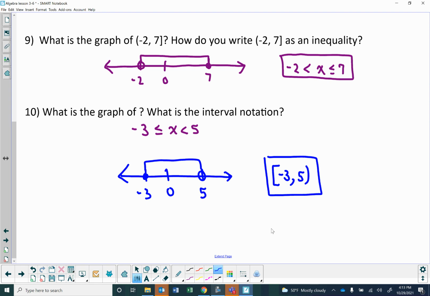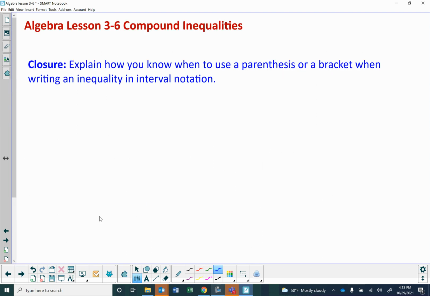It was a lot of material today. Let's take a look at our closure question. Closure question says, explain how you know when to use parentheses or bracket when writing an inequality in interval notation. That's what we just did, so hopefully you'll remember how to do that.